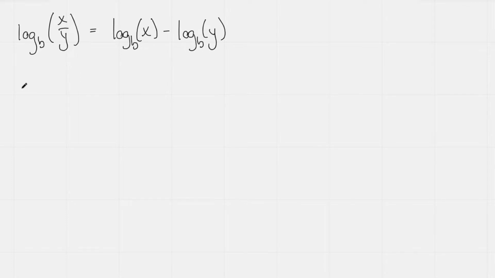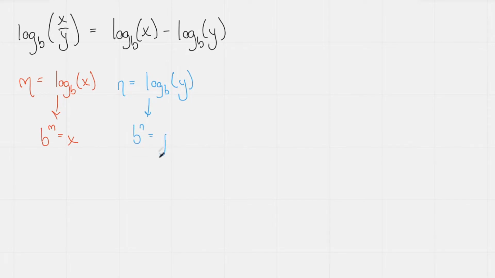Let's do it. Let's set m equal to the log base b of x, and let's set n equal to the log base b of y. Very similar to our proof of the product law, let's keep in mind the exponential equivalent of these two statements. This says that b to the m equals x. And this one says that b to the n equals y.